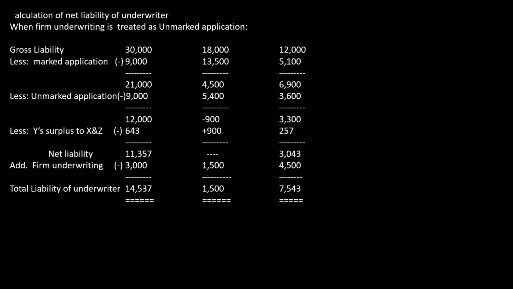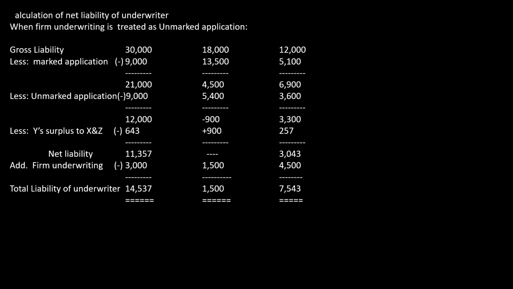Now we'll go to the next slide where the firm underwriting is treated as unmarked application. Here is the same sum. The gross liability is written there, then marked application, X 9,000, Y 13,500 and Z 5,100. The remainder will be the liability. Next, after minusing marked application, you will minus your unmarked application. Here the unmarked means including your firm underwriting; both will be added together and we'll minus it here. Now in this case I get a surplus for Y of 900 shares. So this surplus will be shared between X and Z in the gross liability ratio, as usual. The remainder will be your net liability.